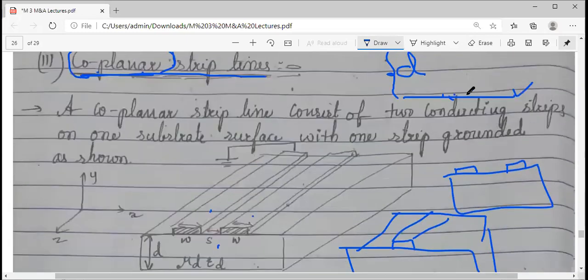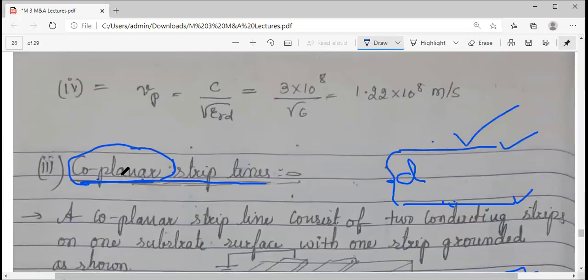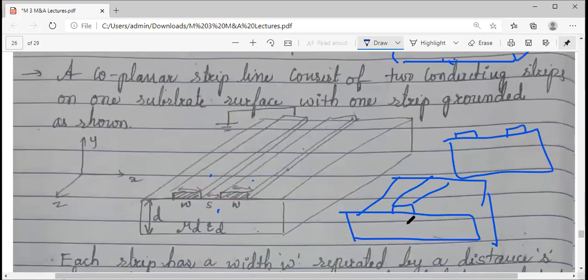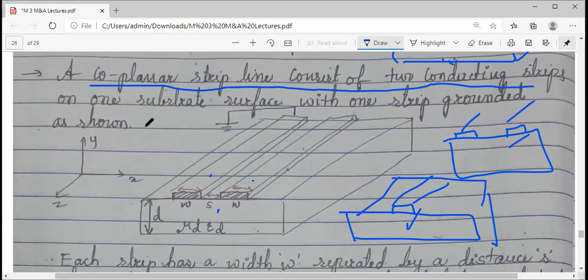In the previous session we studied planar lines, and today coplanar lines. The difference between microstrip and coplanar is that you have two strips here. This is the structure. A coplanar strip line consists of two conducting strips, however, they are both mounted on a single substrate. That's why they exist in a single plane, coplanar, over one substrate surface. Out of these two conducting strips, one strip is grounded. In the case of parallel strip lines, you do not have any such grounding. Here, out of the two strips, one will be grounded. So this is the structure.